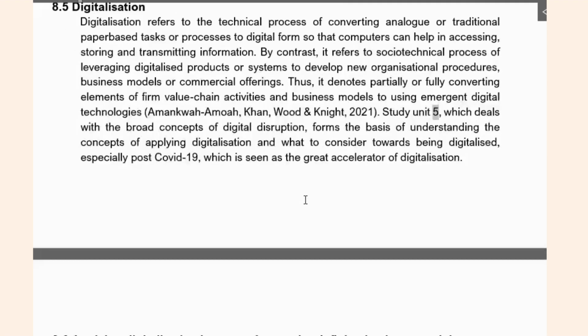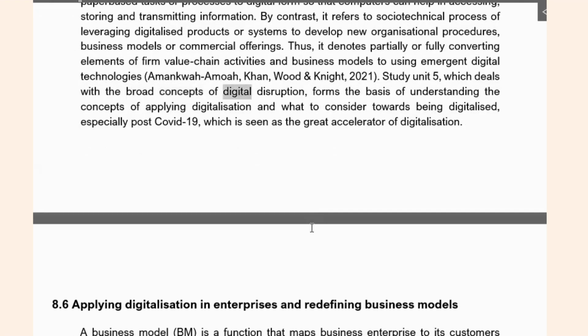Study Unit 5, which deals with the broad concepts of digital disruption, forms the basis of understanding the concepts of applying digitalization and what to consider towards being digitalist, especially post-COVID-19, which is seen as the great accelerator of digitalization.